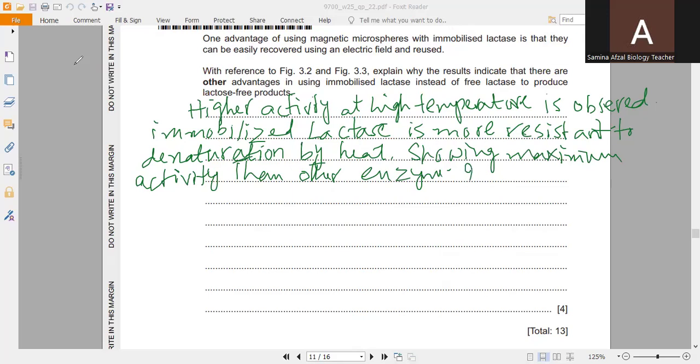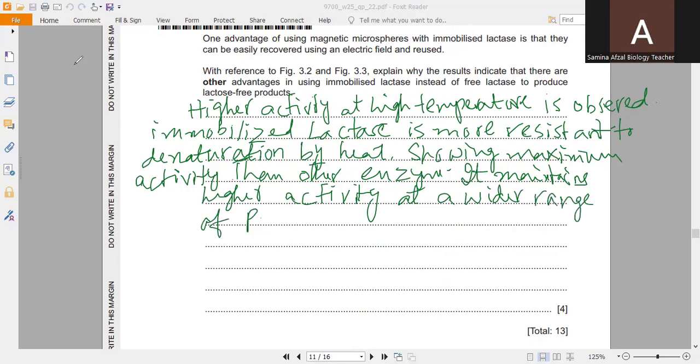It maintains higher activity at a wider range of pH values compared to free lactase.